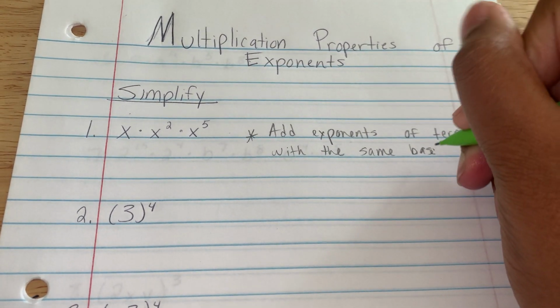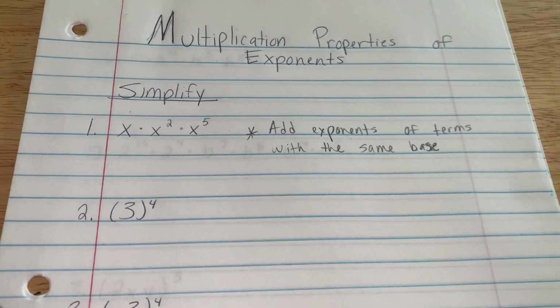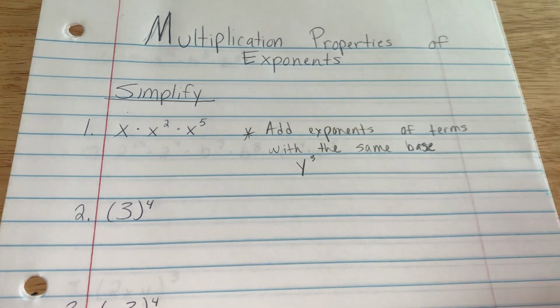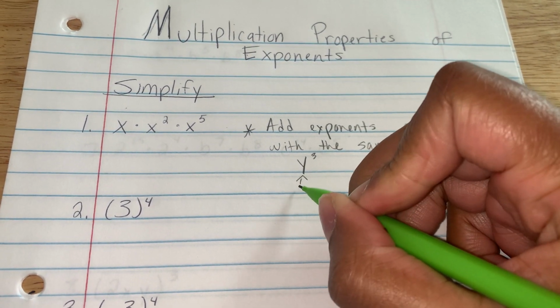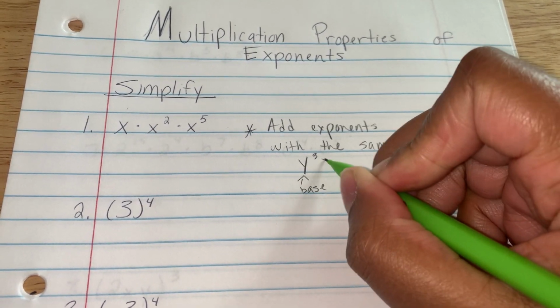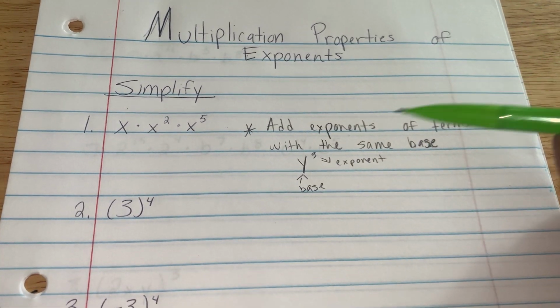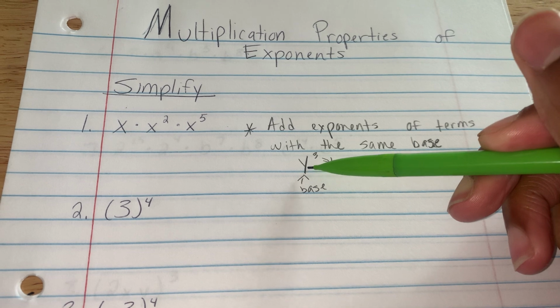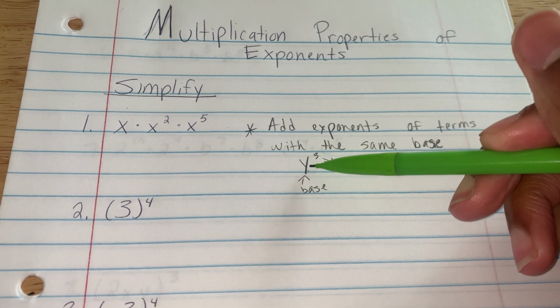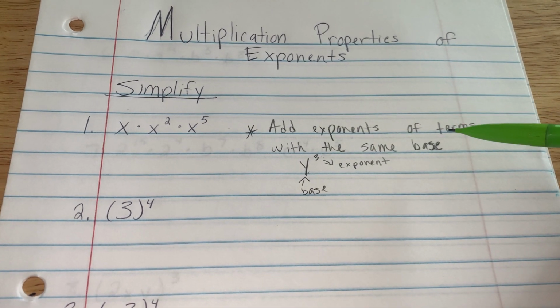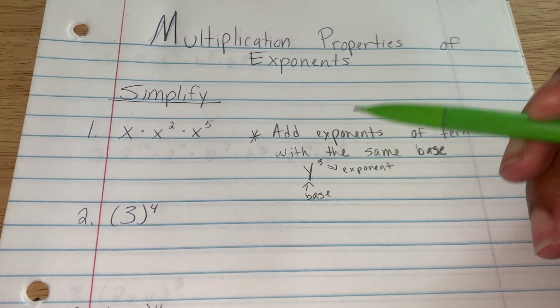So for example, let's say we have y to the third. This is the base. This is the exponent. So if you have multiple y's that are being multiplied, you want to add the exponents. So you want to add the exponents of terms with the same base.